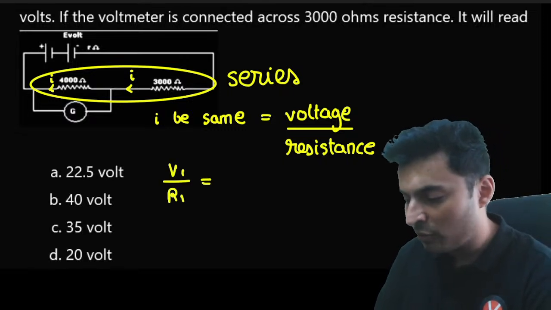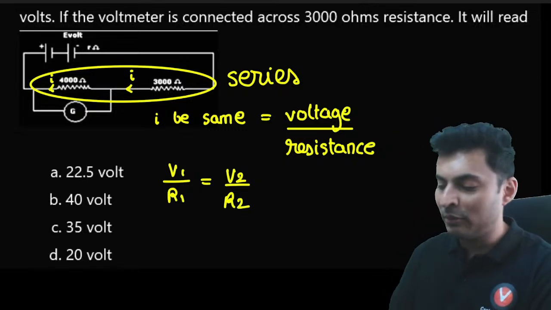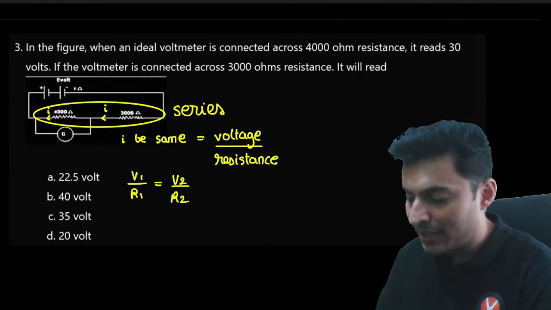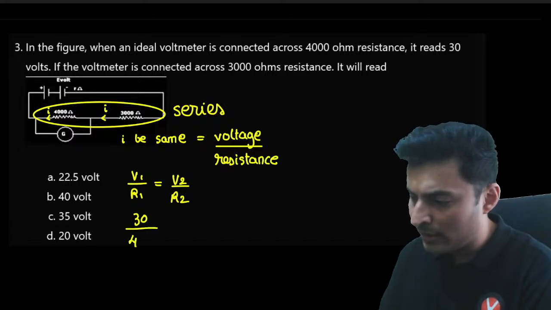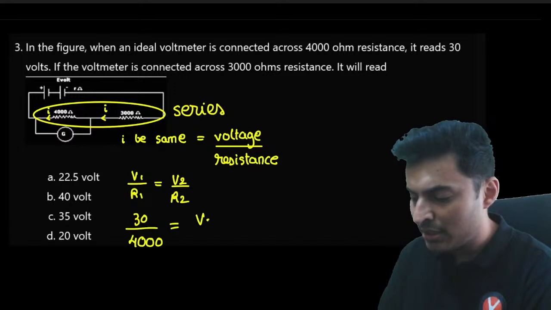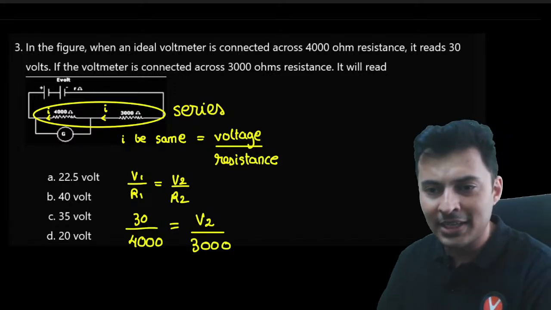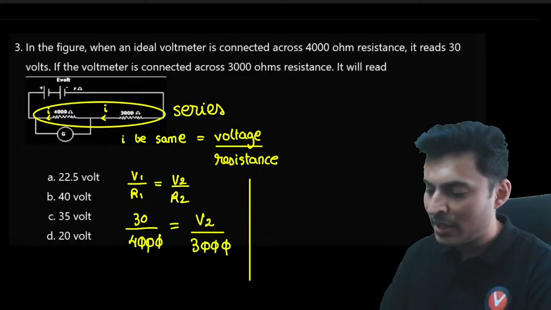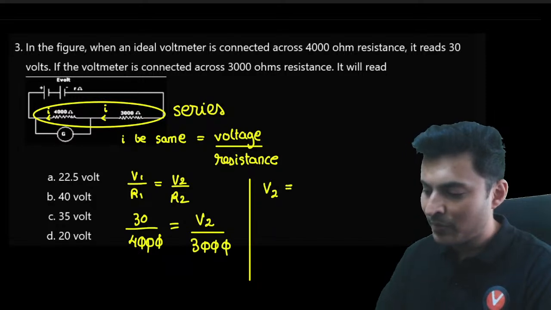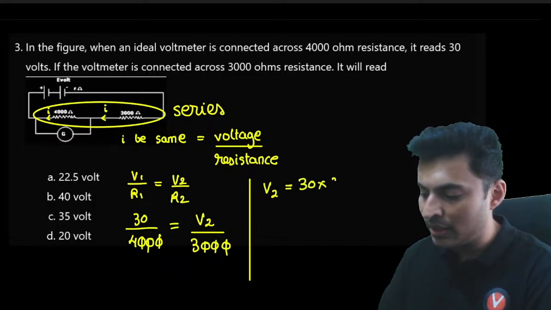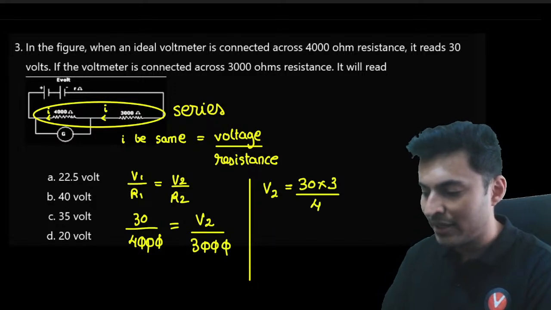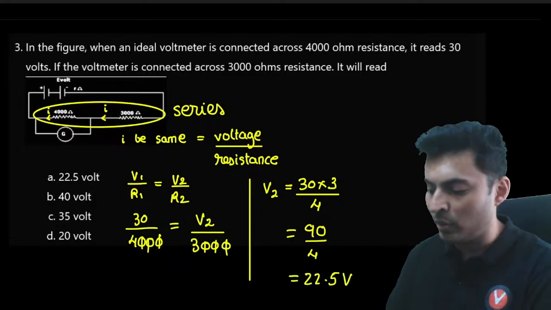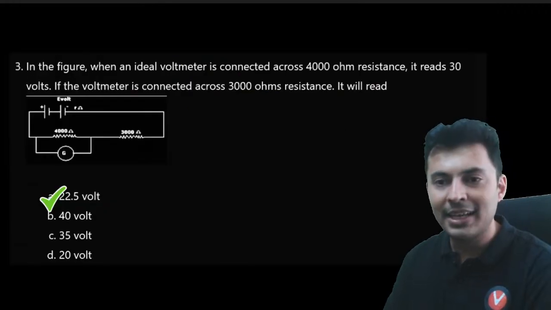So what is the voltage V1? What is the resistance R1? What is the voltage V2? What is the resistance R2? For the first, the voltage is 30, for a resistance of 4000 ohms. For the second, the voltage is unknown, and the resistance is 3000 ohms. Got it? So V2 is basically 30 into 3 divided by 4. That is 90 divided by 4, which is 22.5 volts. That should be the answer, which is option A.